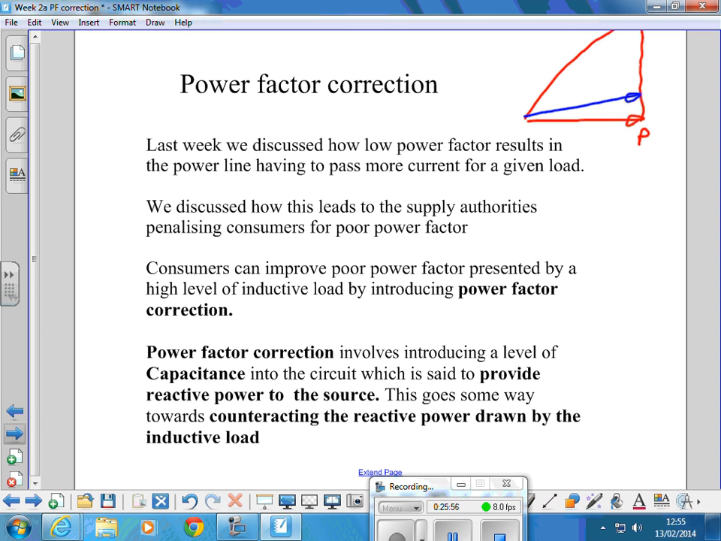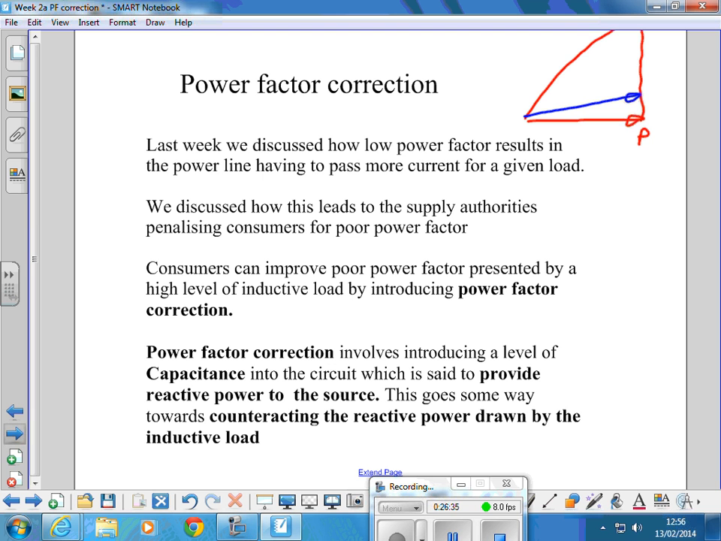The supply authority will penalise you for poor power factor, because if they have a lot of loads with bad power factor, they can't supply so much power down the same line, because that current is higher for the same power. They can only charge you for the watts, not the VARs, but they do in a roundabout way because they penalise you by charging you a proportion for your maximum demand.